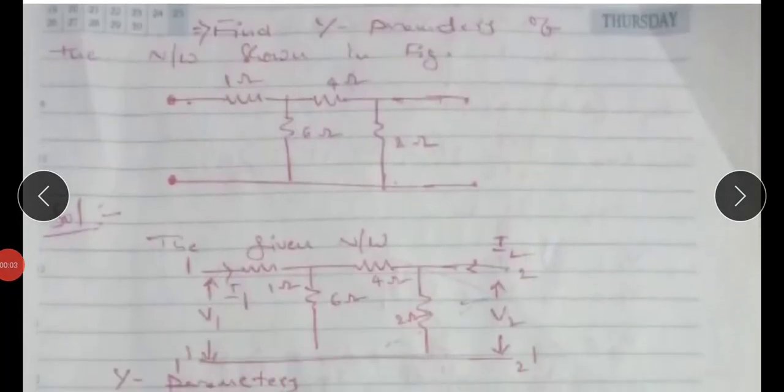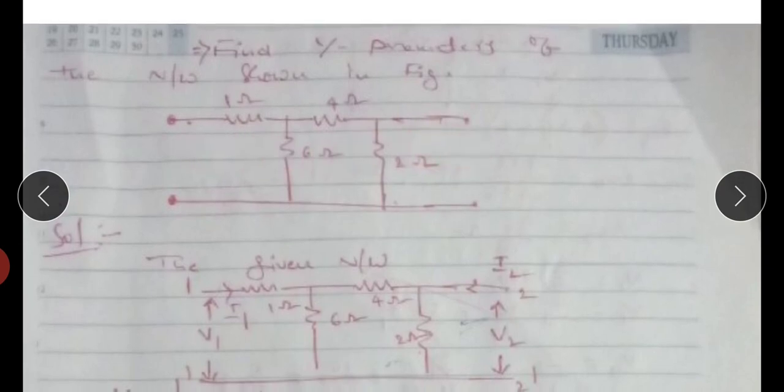Okay, find the y parameters of the network shown in figure. So this is the given network. Here 1, 1 dash terminals are called port 1, 2, 2 dash terminals are called port 2. Here V1, I1 are port 1 voltage and port 1 current, V2, I2 are port 2 voltage and port 2 current. So the y parameter formulas.